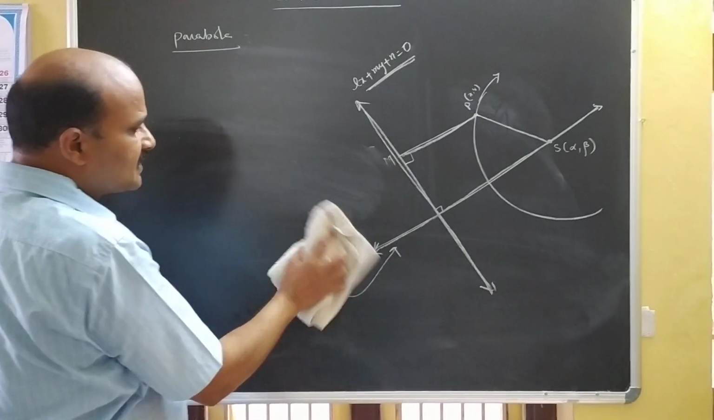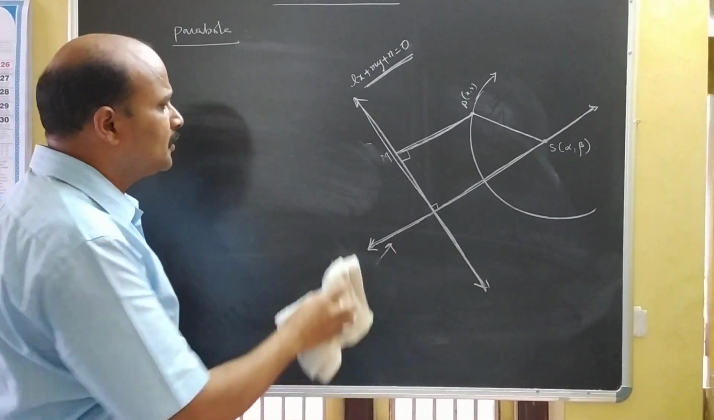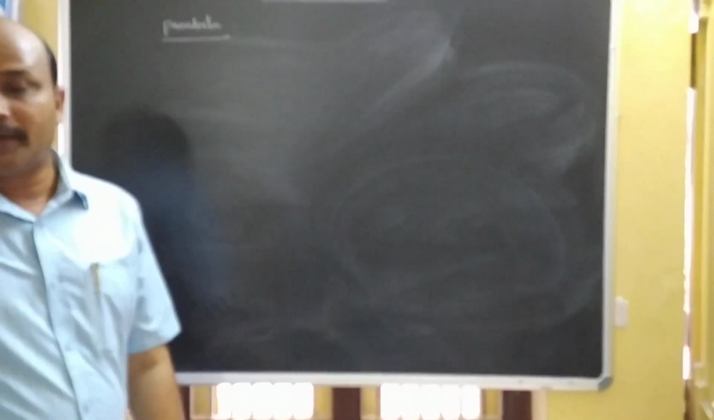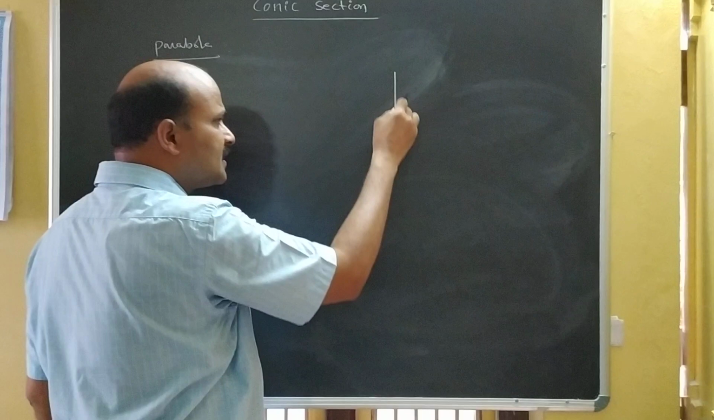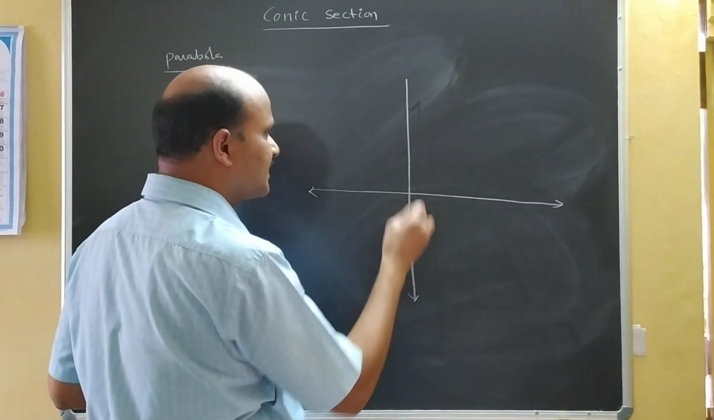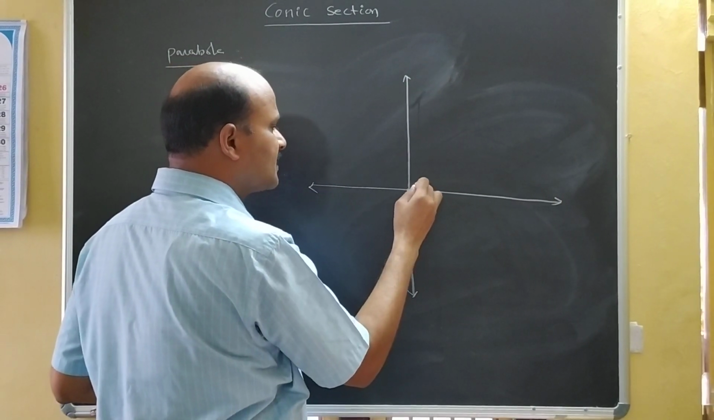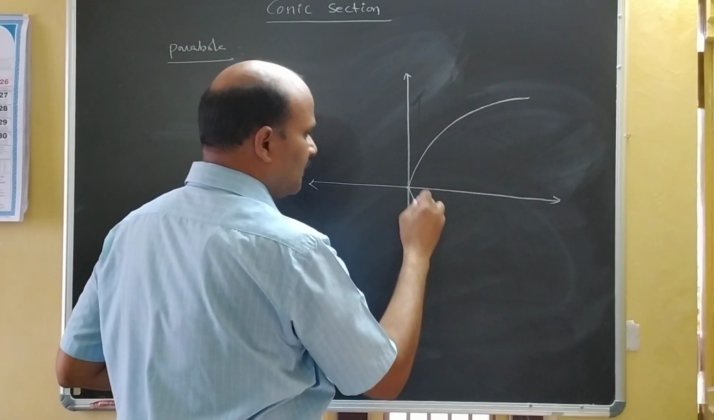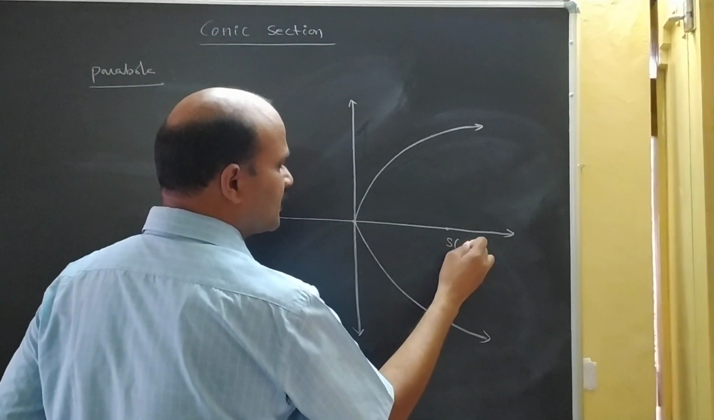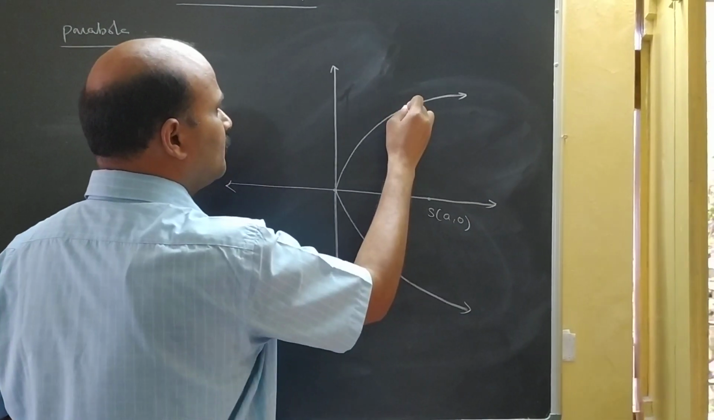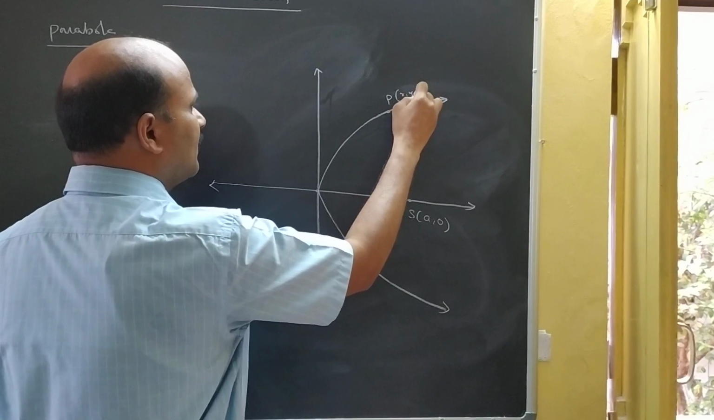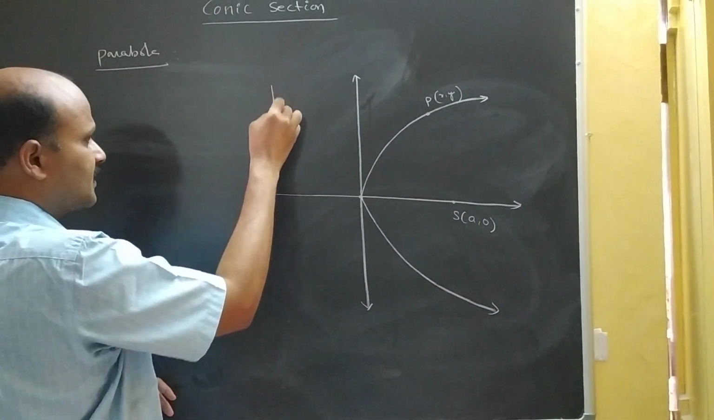Now this is the general form. If you want to simplify this into the standard form of a parabola, in this case we take the x-axis as the axis and the origin as the vertex. If you draw this parabola, let S be the focus, a comma 0. Now P is a point on this, let us take x comma y. Now this is the directrix of this.